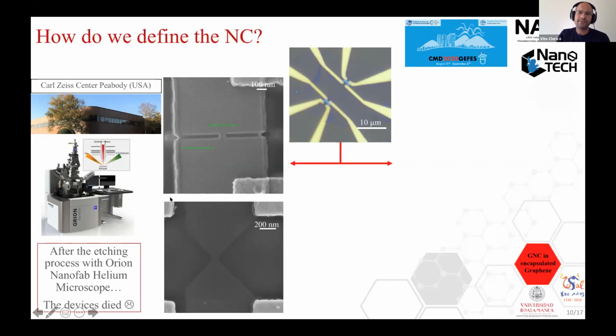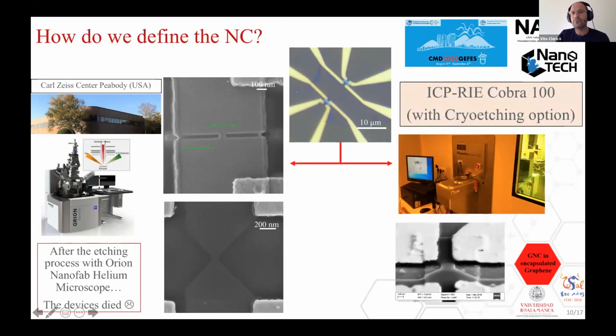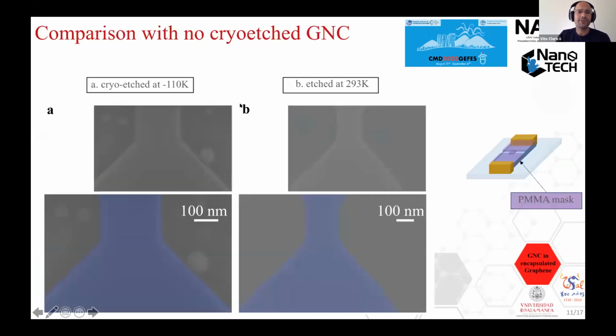So another possibility that we have here in Salamanca is to use our system, the ICP with the cryo-etch option. So basically, a dry etch process at very low temperature. And so we started to fabricate the first devices. And from the beginning, we saw that the constriction defined at very low temperature was better than the constriction defined at room temperature.